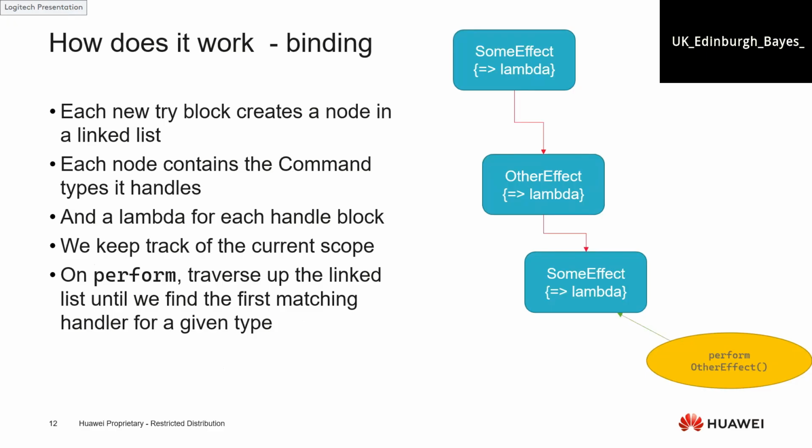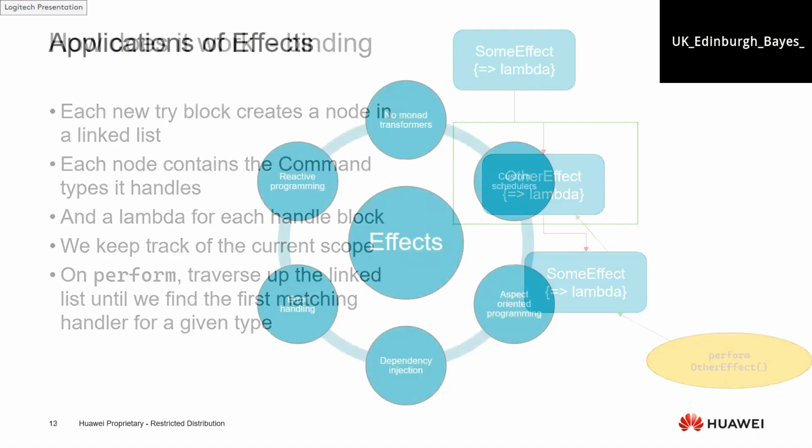So when we perform an effect, so this performs another effect. We first search for this node in the block. We traverse upwards. We find it. So then we run the handler function, and that's now our scope.